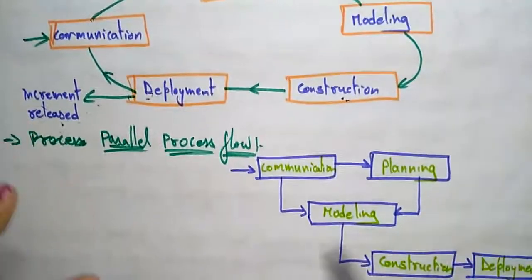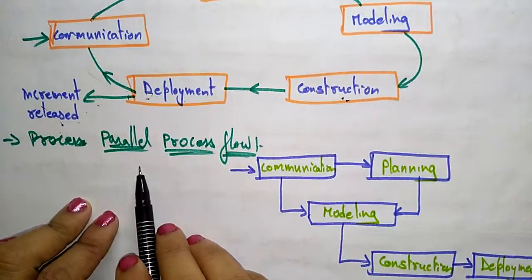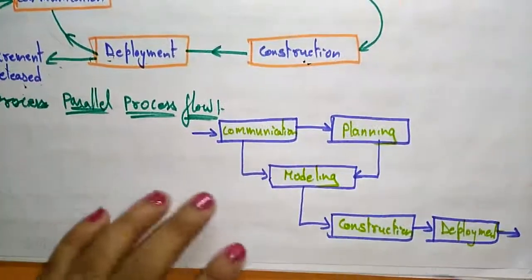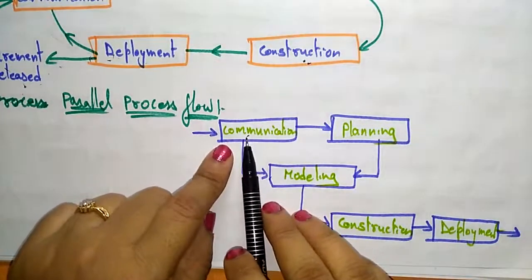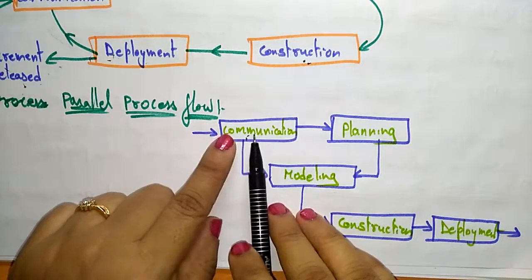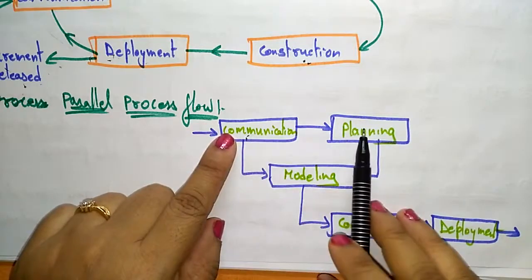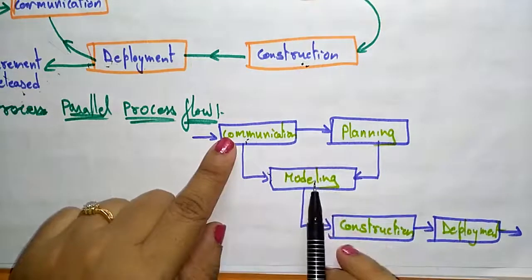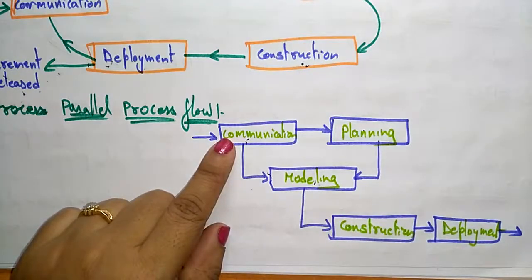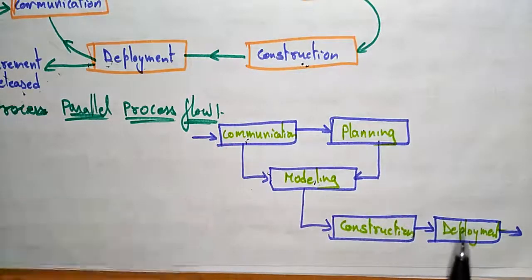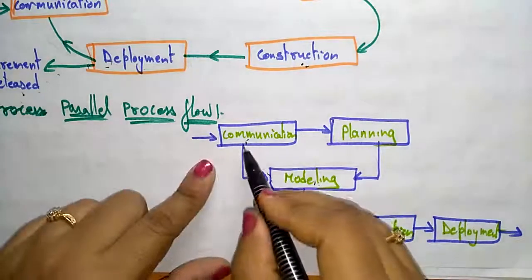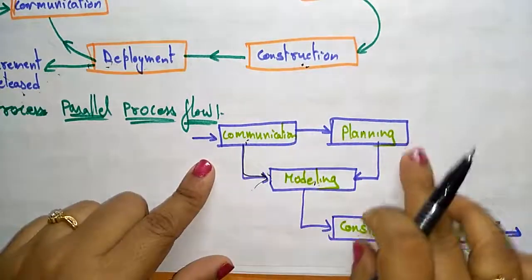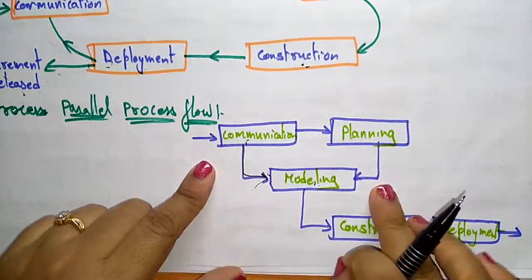Now coming to the next process flow, that is the parallel process flow. In the parallel process flow, a communication takes place between the customer and the developer. Once the communication has taken place, they can go for the planning, or directly they can go for the modeling. If the developer has a clear view about the product or project, they can go directly for the modeling without going for the planning.